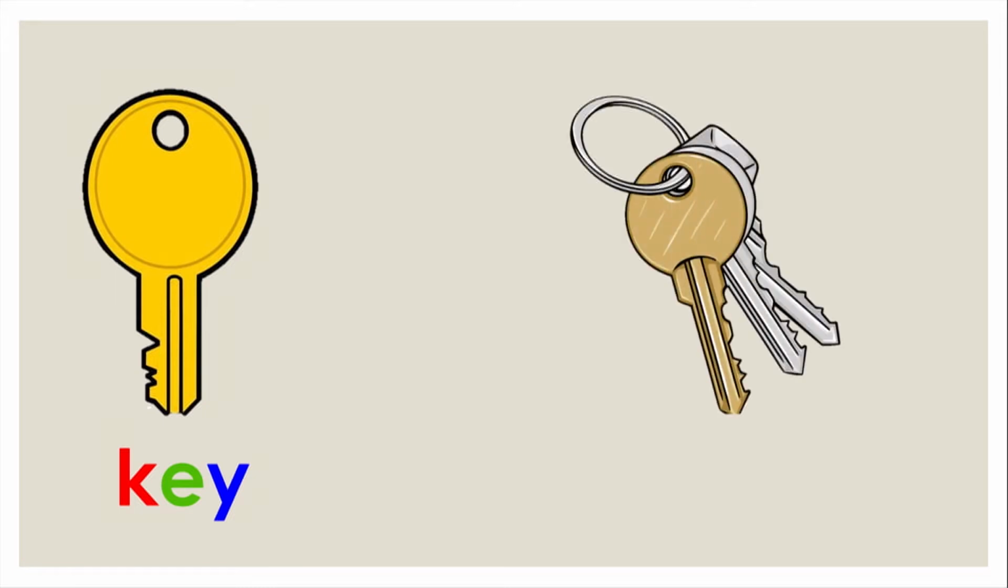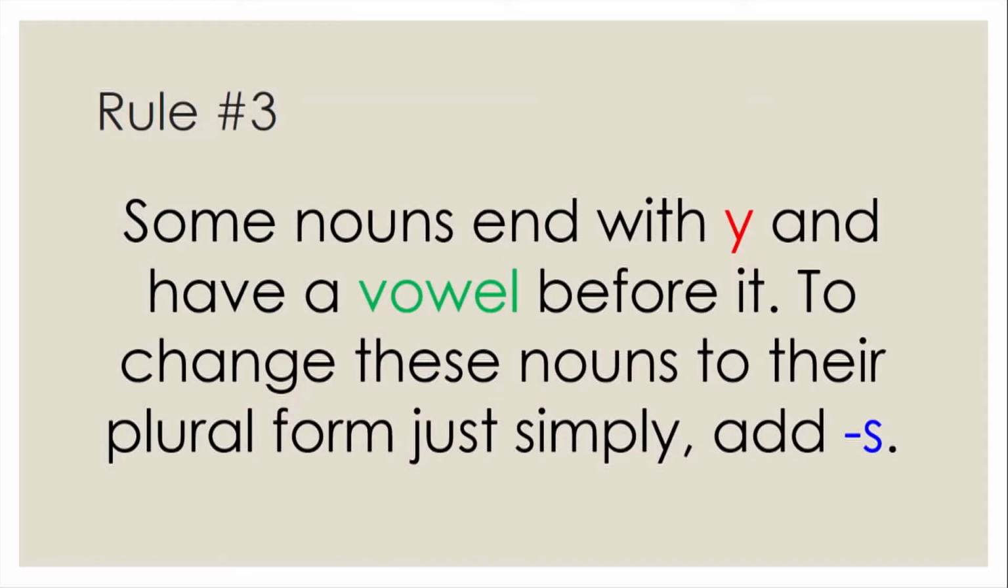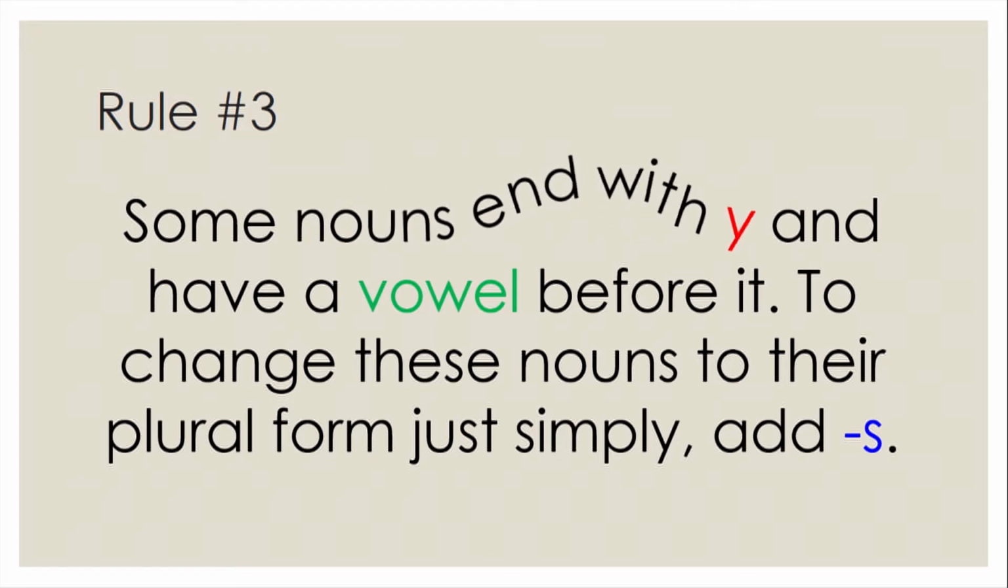We have, what is this? A key. So let's look at it carefully. There is a vowel before the y. So we have keys. What is the rule? We leave the y as is and we just add s. So let's go over this rule. Some nouns end with y and have a vowel before it. To change these nouns to their plural form, simply add an s. So you can read it.